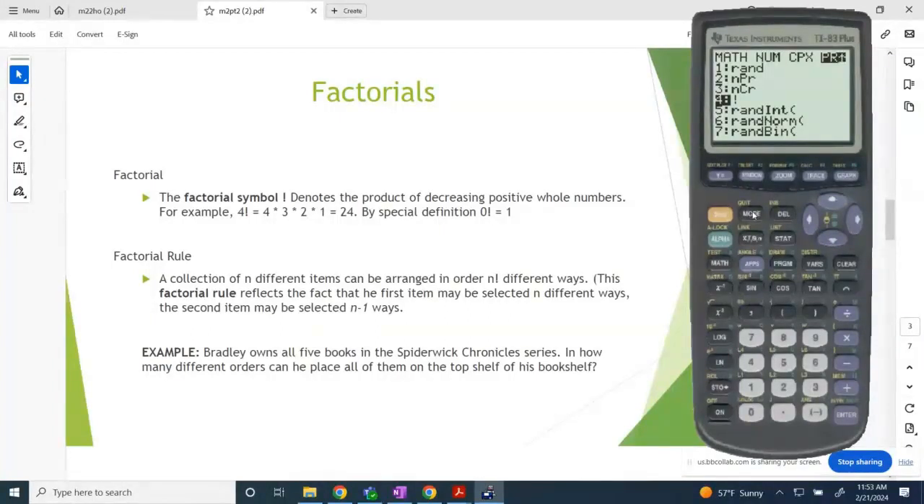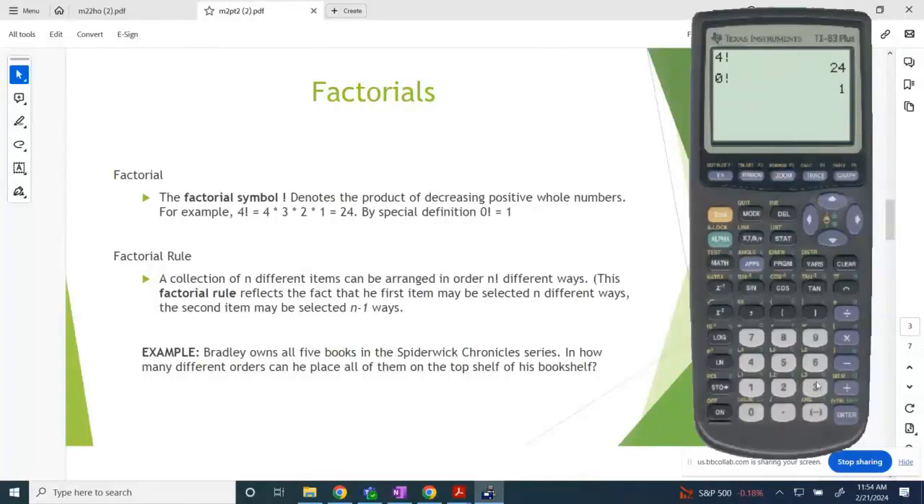All right. So if I go back to my home screen, I'm going to calculate 4 factorial. Right, so you want to put all your calculations on the home screen. So if I hit 4, and if I go into math, if I scroll over to probability, and if I choose that factorial, right, it kind of spits it out. 4 factorial is 24. Right, and it also recognizes the special definition that 0 factorial is equal to 1. All right, so that's just the fact all across the board.